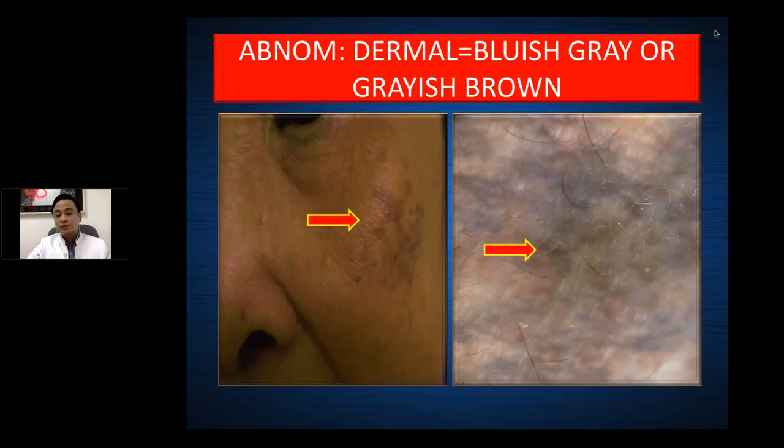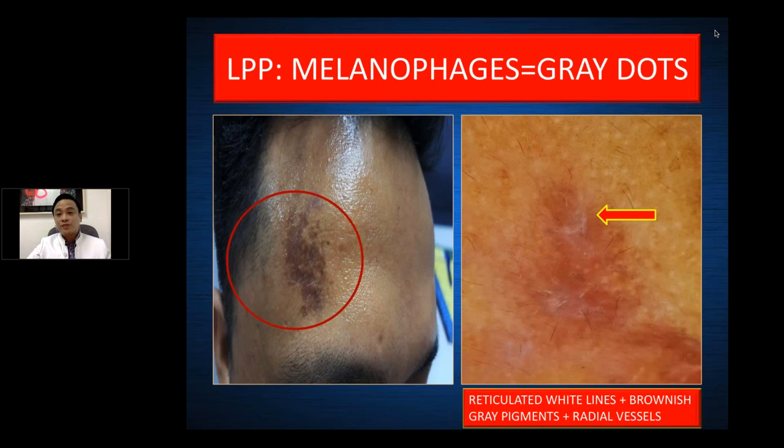However, if we use dermoscopy, it doesn't show brown macules. Instead, dermoscopy shows bluish-gray or grayish-brown macules and patches. For lichen planus pigmentosus, we see gray dots, and we call the finding peppering. This corresponds to the melanophages that we see if we do a biopsy. Lichen planus pigmentosus may also present with reticulated white lines, brownish-gray pigments, and window vessels.